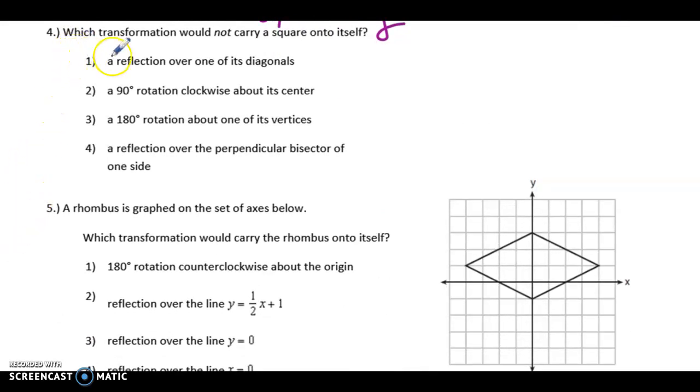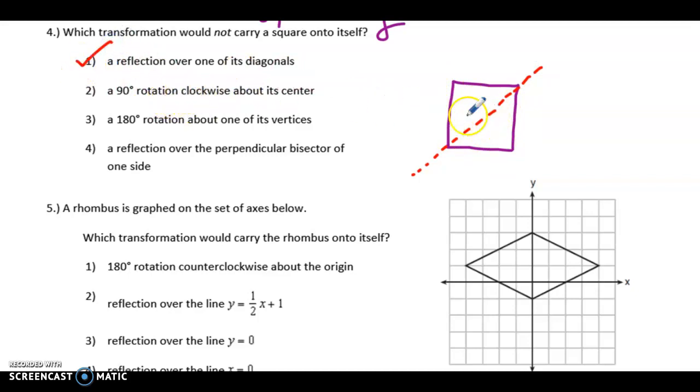Number 4 says which transformation would not carry a square onto itself. So let's just start out by sketching a square. If there's not a diagram given, you should always draw one. So a reflection over one of its diagonals. That means if I reflect across a diagonal, will this half lie on top of this half? And yes, I believe it would.